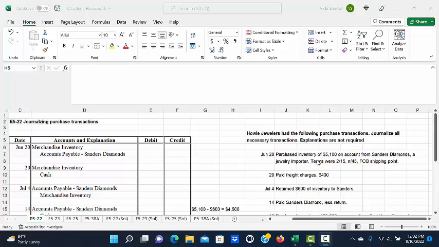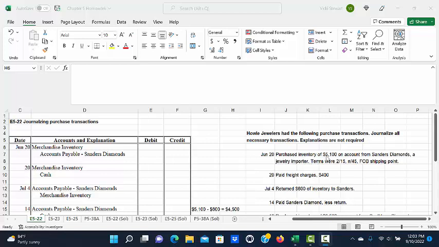This is a demonstration of exercise 5-22, journalizing purchase transactions. Howie Jewelers had the following purchase transactions, and the problem asks us to journalize all necessary transactions. Explanations are not required. So our first transaction is on June 20th.